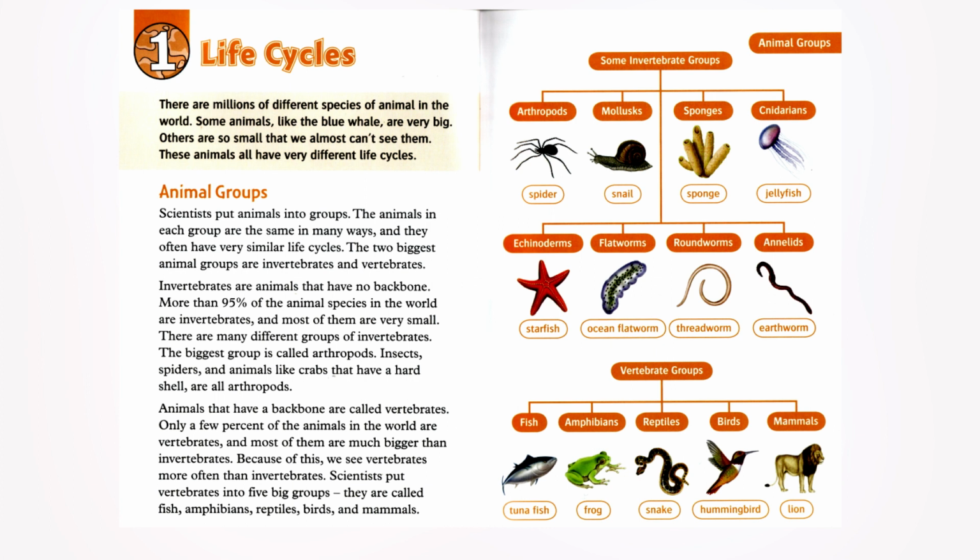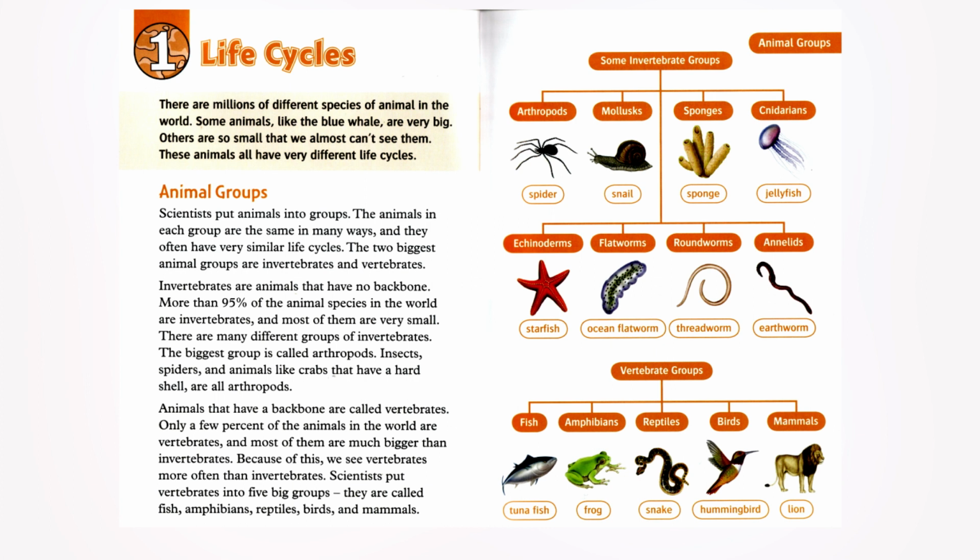There are many different groups of invertebrates. The biggest group is called arthropods. Insects, spiders, and animals like crabs that have a hard shell are all arthropods.